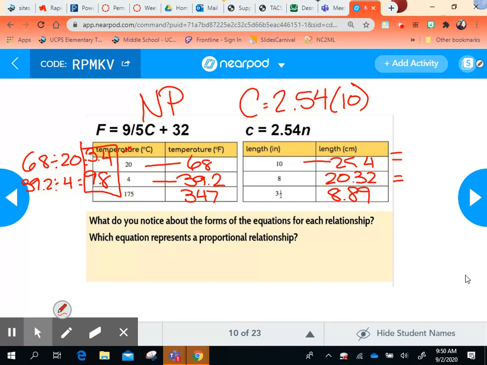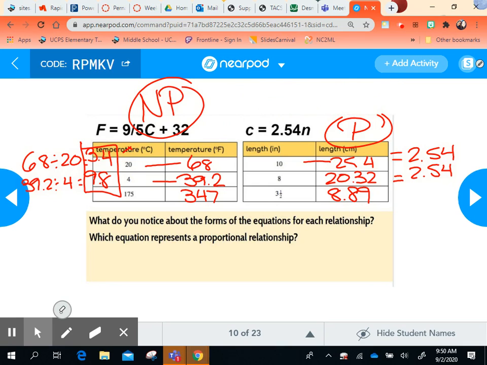So when we do, I don't even remember what that number is anymore. 25.4. When we do 25.4 divided by 10, what does it give you? Thank you. And then when we do 20.32 divided by 8. Okay, so is this proportional or not proportional? It is proportional.